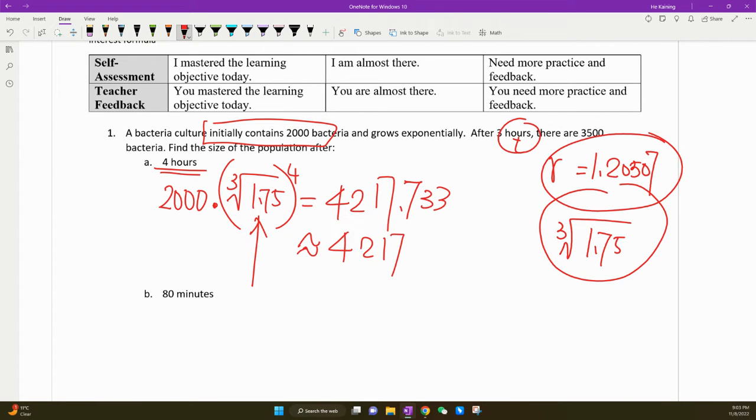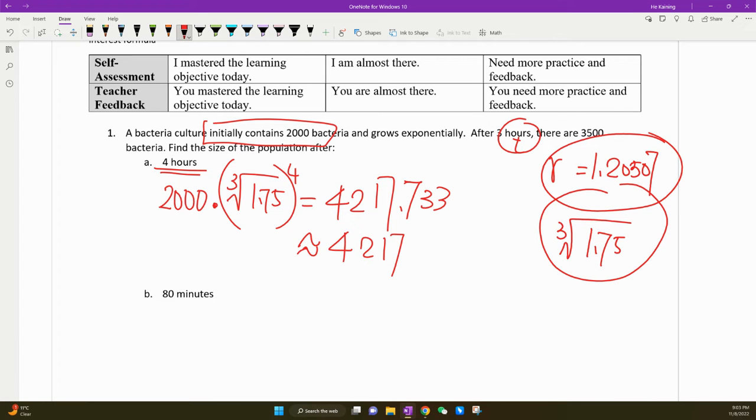If you round this number before, rather than using the cube root of 1.75, you're going to get any range between 4210 to 4225, any number between that. But if you're trying to be more accurate, keep it as a cube root, meaning do not simplify any of the decimals in the middle of the calculation. After that, you can simplify it at the very end. So a very good suggestion for you guys is to not round anything in the middle.